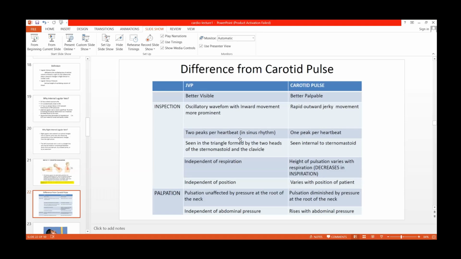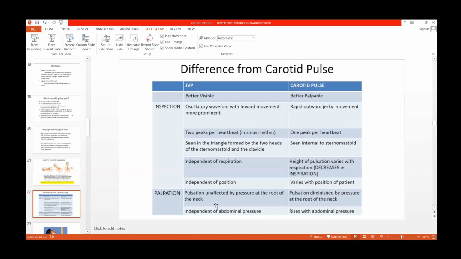Next, 2 peaks per heartbeat for JVP, 1 peak per heartbeat for carotid pulse. And it is seen in the triangle formed by 2 heads of the sternocleidomastoid and the clavicle, internal to the sternocleidomastoid. Sorry, it is written opposite. Basically, JVP is dependent on respiration and carotid pulse is mostly independent of respiration. Sorry, check this point. And carotid pulse doesn't vary with position, and JVP varies with position.